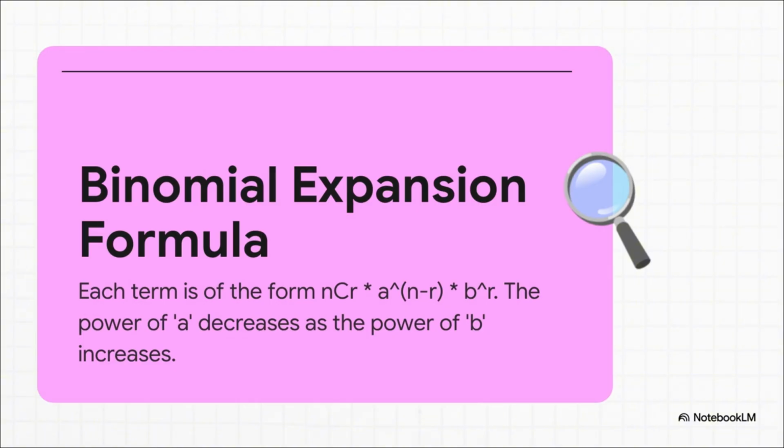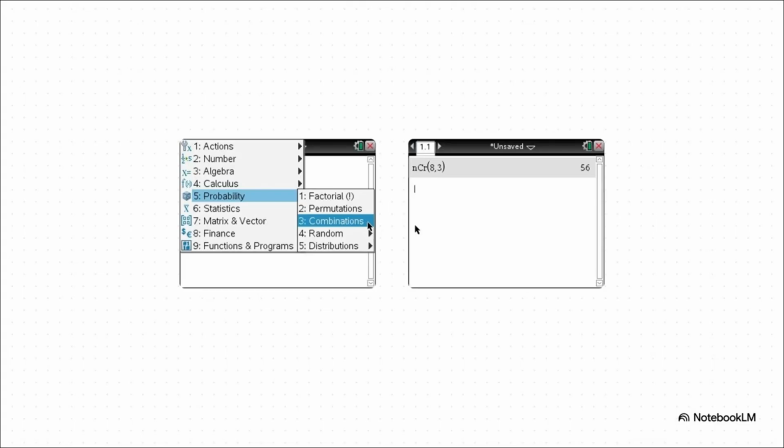And check out the pattern here. The power of a always starts high and goes down, while the power of b starts at 0 and goes up. That nCr part is the coefficient, which thankfully we can find super easily with our calculator. And this right here is probably your biggest time saver on the exam. Do not try to calculate nCr by hand.